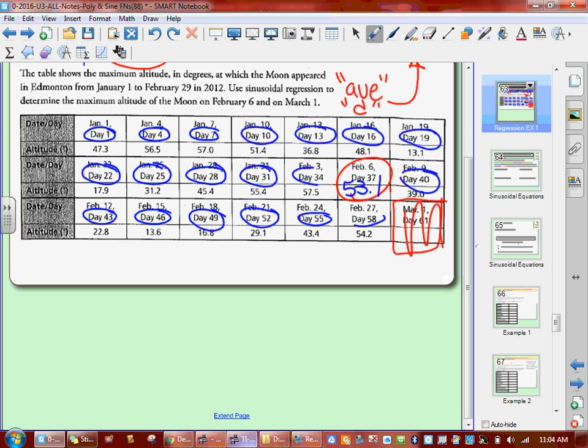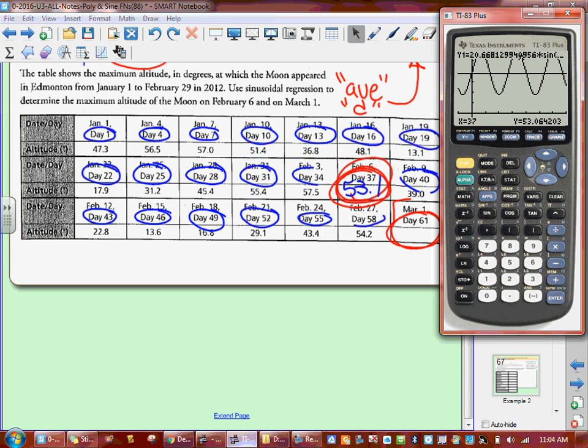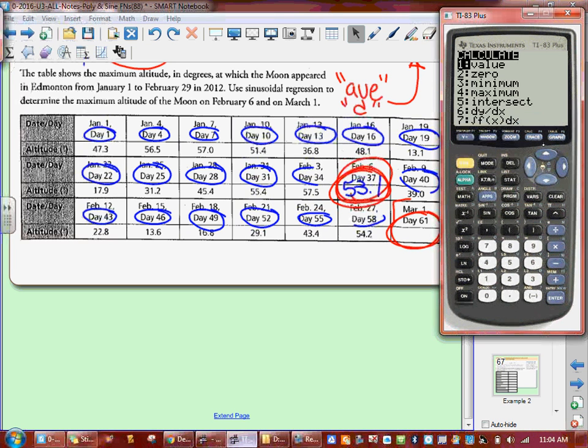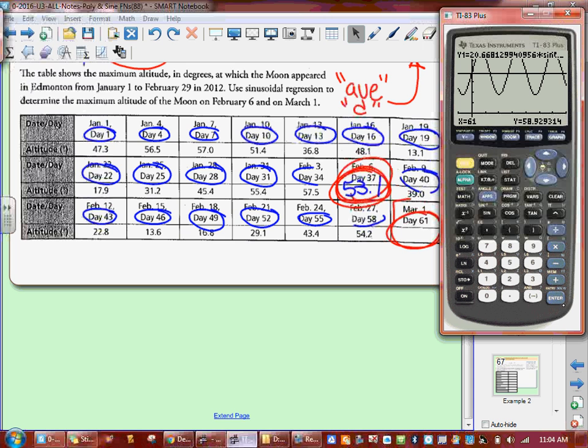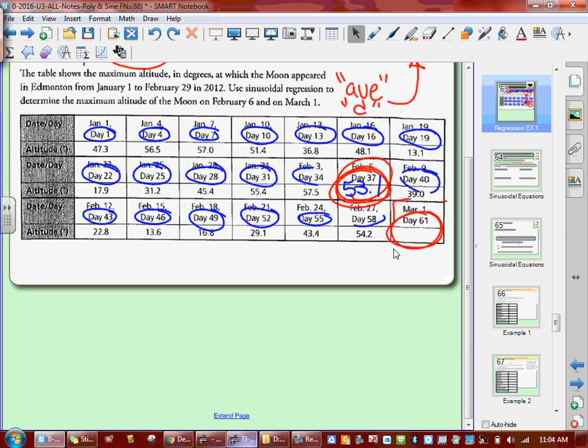The one I have crossed out here in red. We want day 61. So we just found day 37. It was 53. Now we're going to find day 61. We're going to do it the exact same way because it's an x number. So we're going to go second trace, number 1. X is 61. Whoops, 61, not 4. And we have 58.93. So 58.9. Okay?